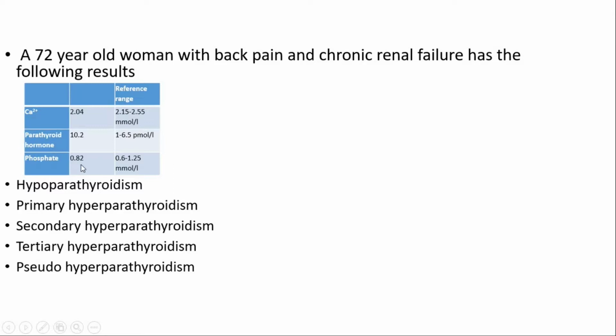Now this is unusual, the phosphate level is actually normal. It may be increased also, but the principal abnormality here is the calcium level. The calcium level here is decreased, so it is secondary hyperparathyroidism.